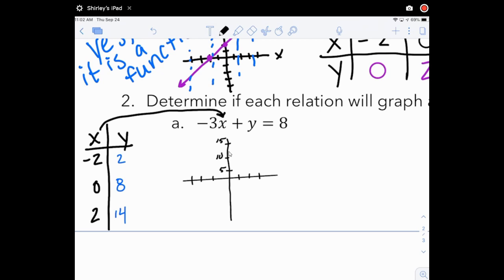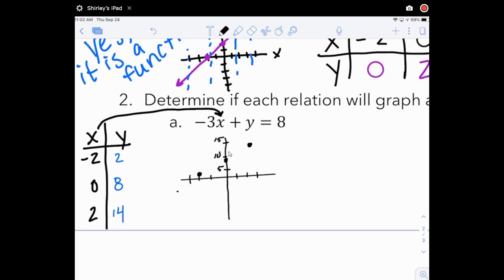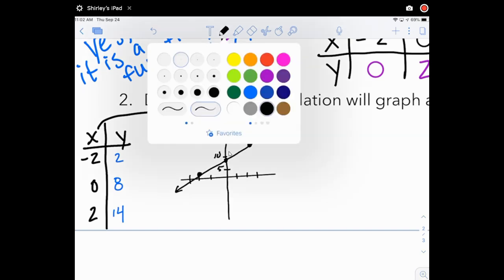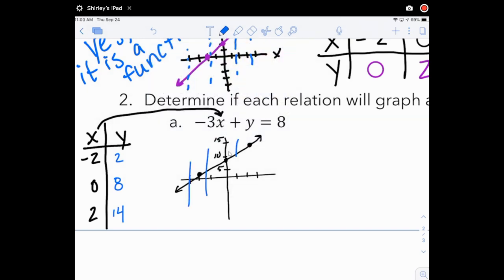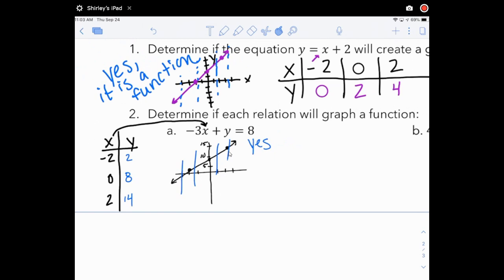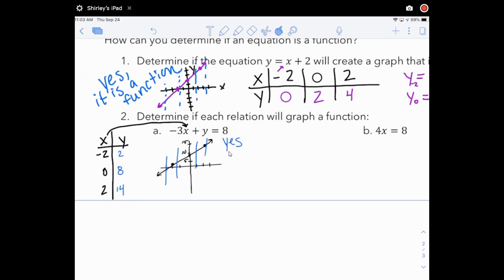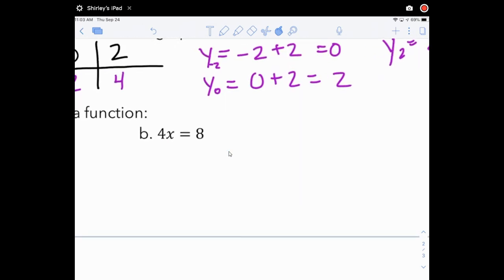So now if I sketch that graph, I have -2 to 2 coming in about here. I have 0 to 8, and then 2 to 14. And so then if I draw that graph, even though I'm estimating, I get a good enough sense of that pattern to see that if I drop my vertical line here, it only hits it once. So then we would say yes. And then we're going to go ahead and do this one over here.